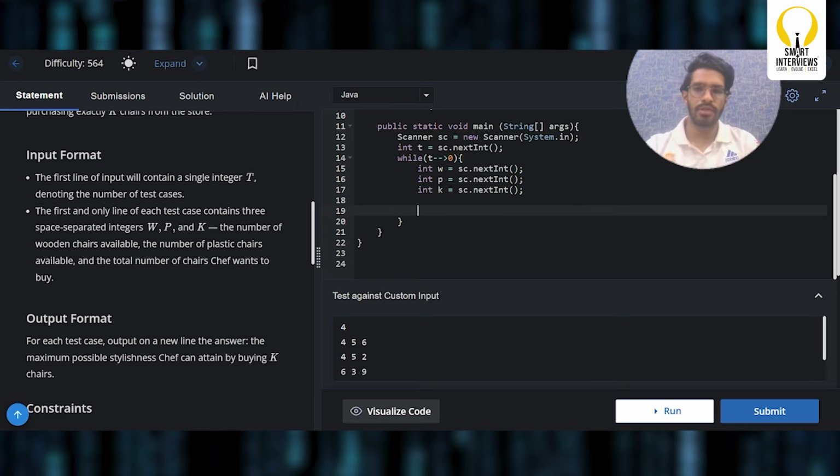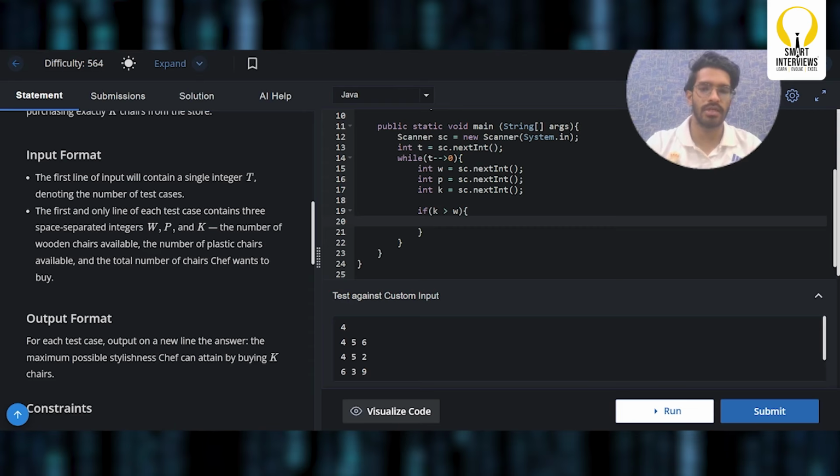So what would be the first if condition that we would be writing? So if K is greater than W, if you have to buy more number of chairs than the total number of available wooden chairs, you would need to pick few chairs from P as well.